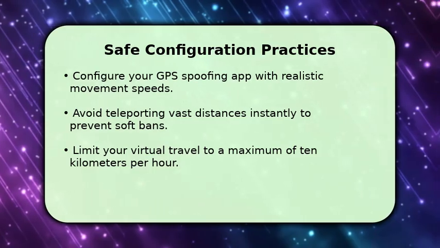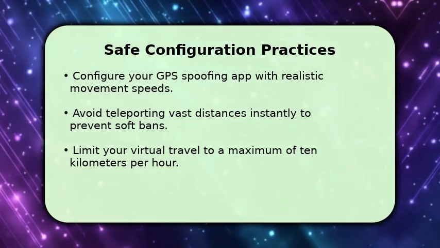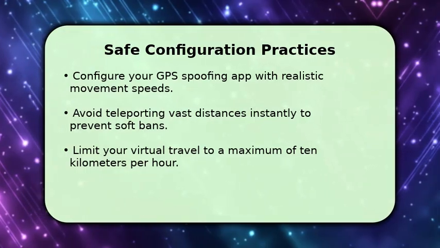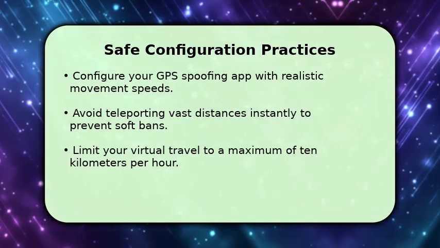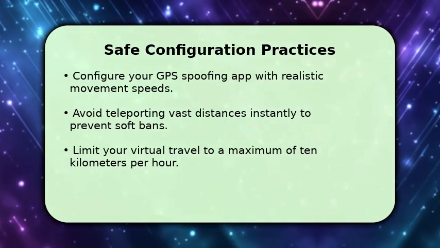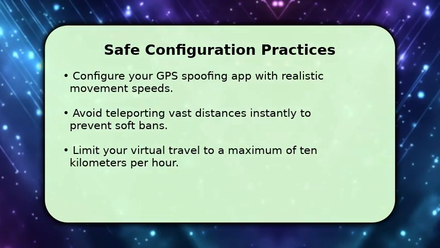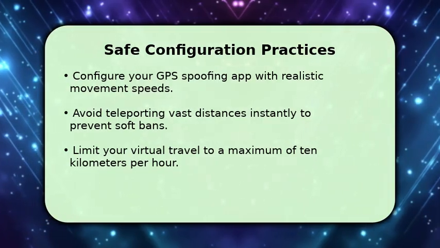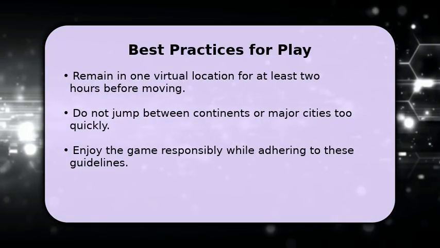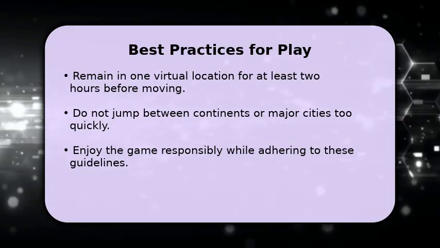When setting up your GPS spoofing application, always use realistic movement speeds, such as walking or cycling pace. It is crucial to avoid instantly teleporting across large distances, as this behavior is easily flagged and can lead to temporary soft bans. Try to limit your virtual travel to a maximum of 10 kilometers per hour to mimic natural movement patterns. To ensure a safe and enjoyable experience, adhere to a few best practices.